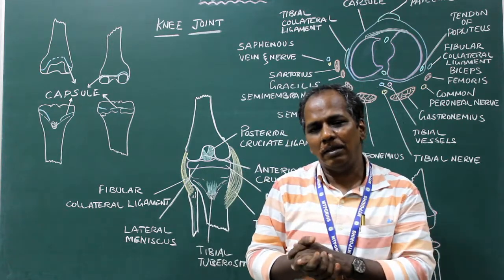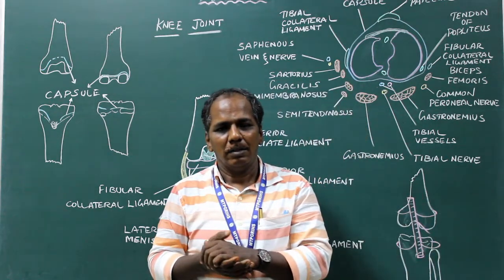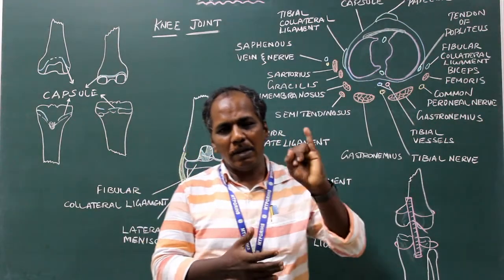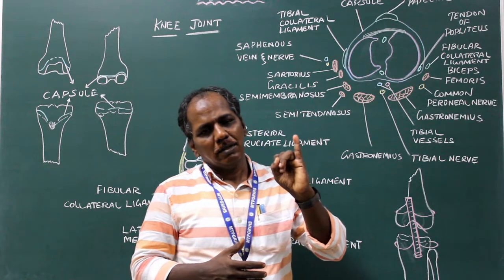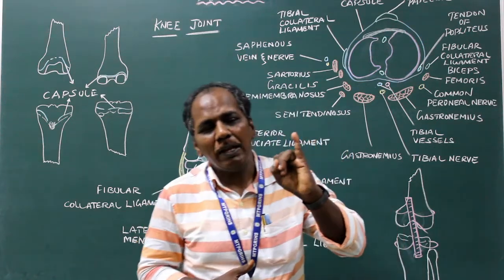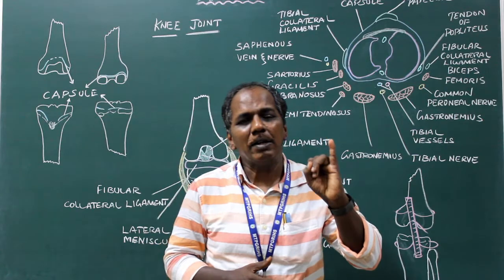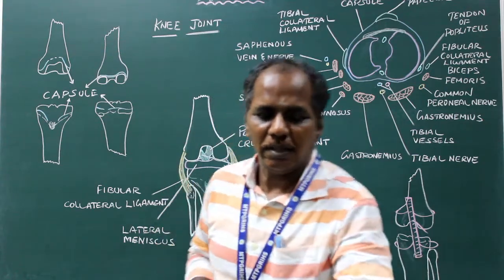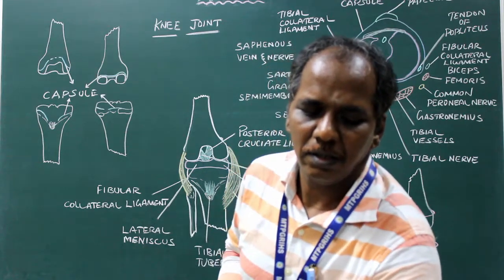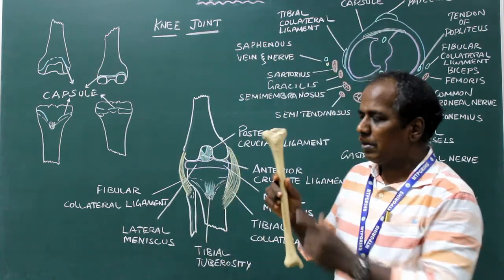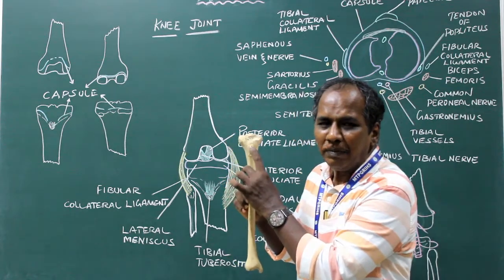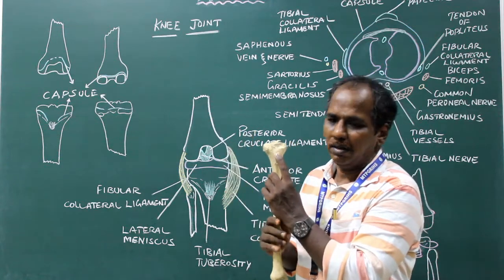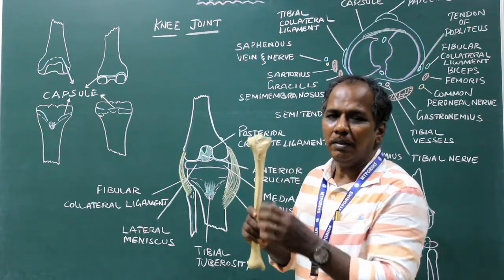Applied anatomy. Number 1, housemaid's knee or nun's knee or clergyman's knee. It is a condition in which the subcutaneous infrapatellar bursa gets inflamed due to prolonged kneeling.